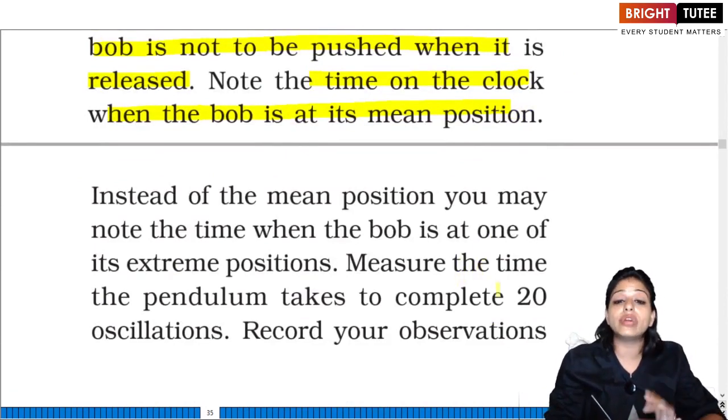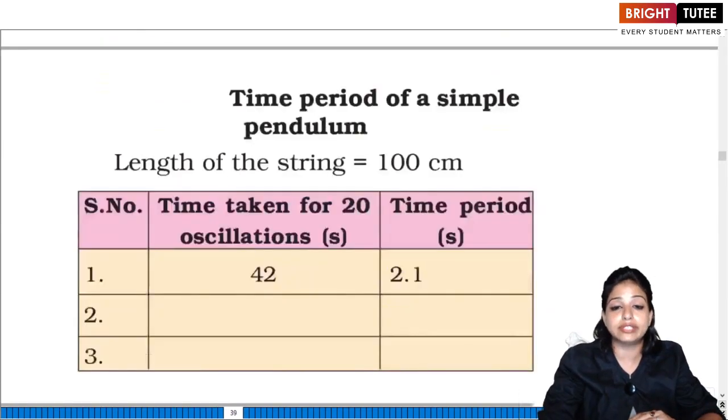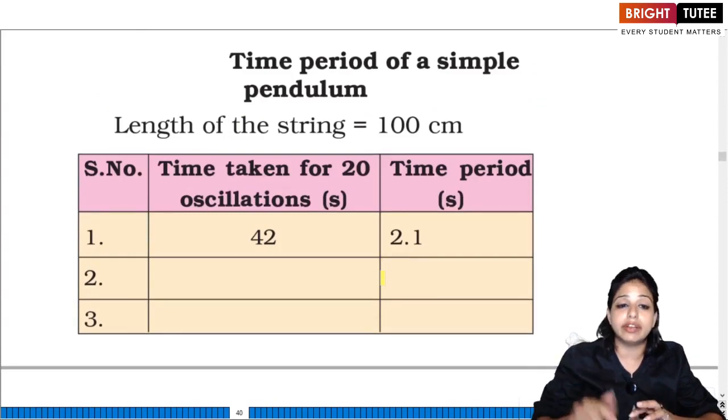So the time on the clock when the bob is at mean position will be your time period. For more accuracy, do this experiment for 20 oscillations and then divide the total time by 20. As you can see in the table, the first observation is given. The time taken for the first 20 oscillations is 42.